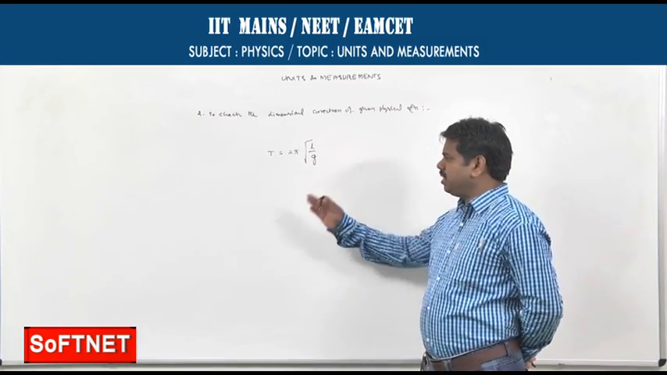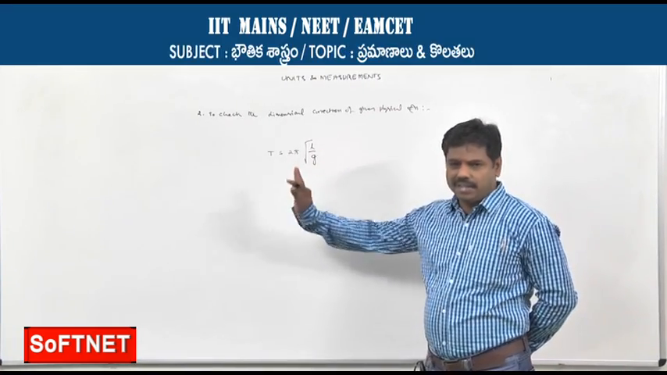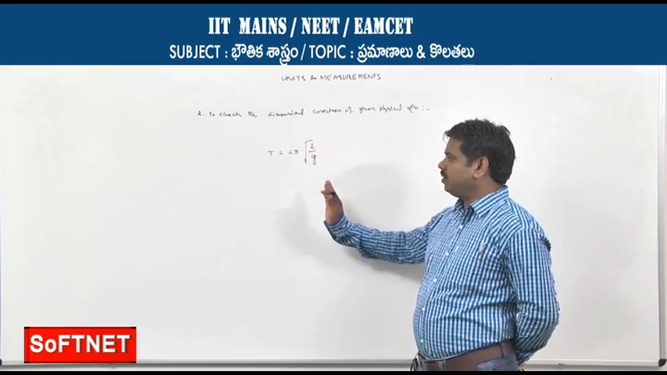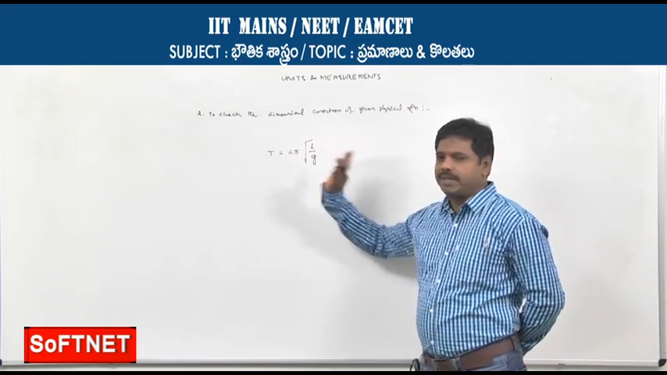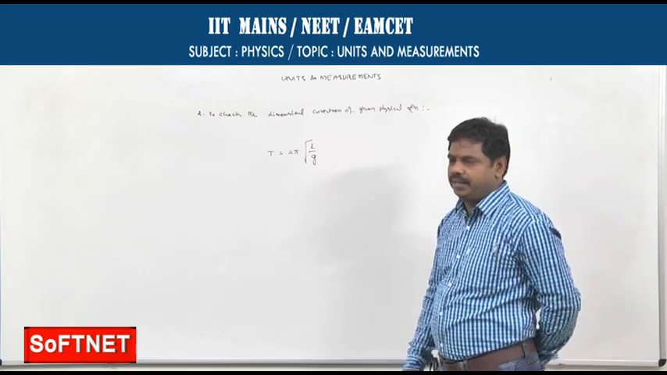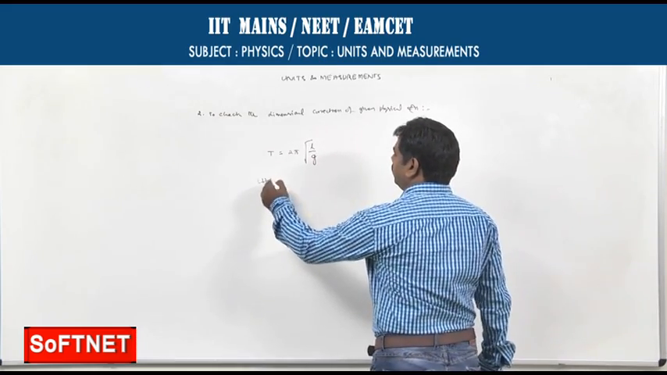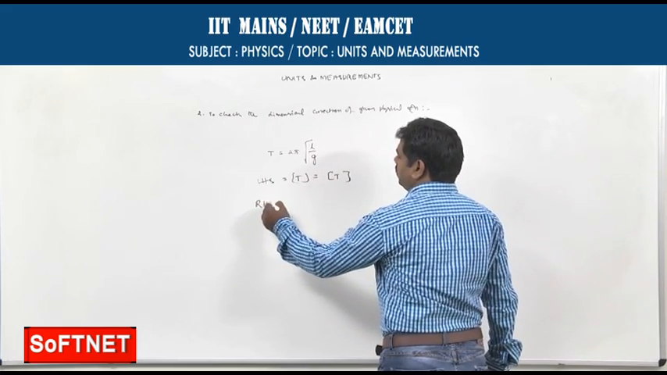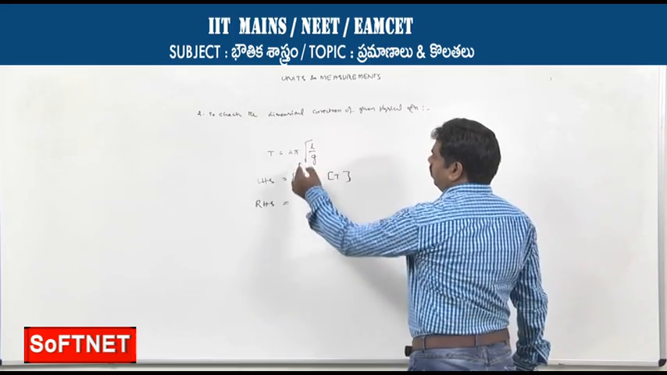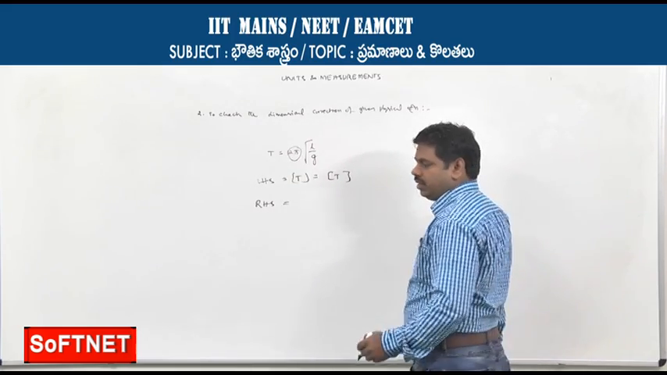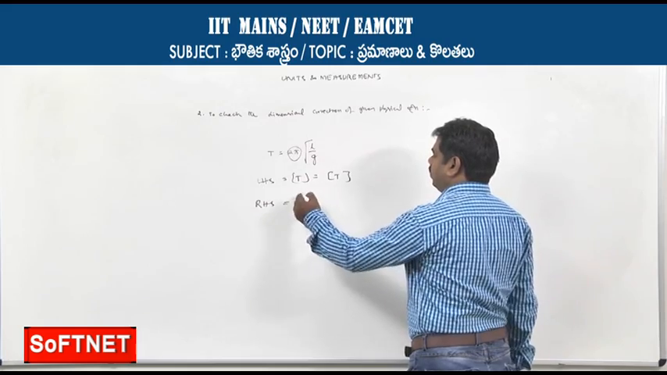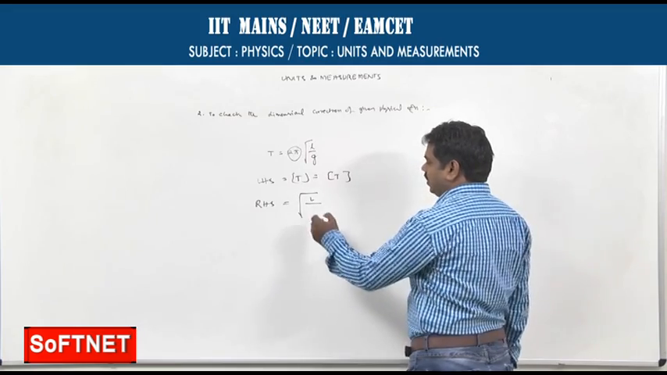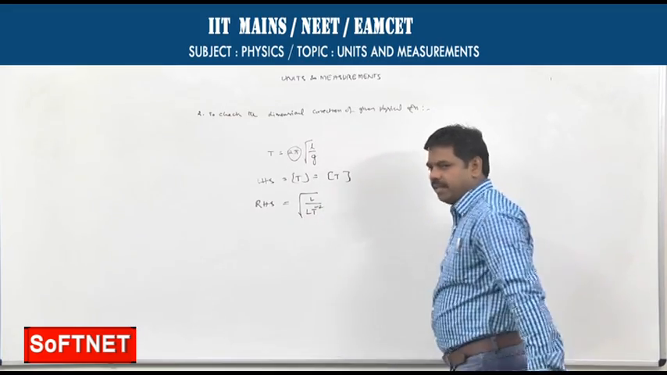Again, according to the principle of homogeneity, on the left side time period is there, so the right side also must be time period. Why? Because physical quantities having the same dimension must always be compared. Now in the LHS, time period is there, so the dimensional formula is T. In the RHS, you have 2 pi. 2 pi is just a constant, it does not have any dimensional formula. Root L, L is the length, so the dimensional formula is L. g, acceleration due to gravity, is LT power minus 2.